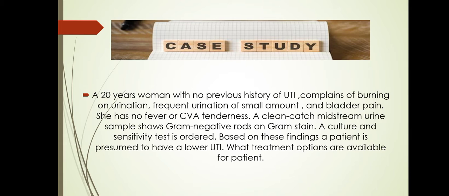Here is the case study regarding amoxicillin plus clavulanic acid. A 20-year-old woman with no previous history of urinary tract infections complains of burning on urination, frequent urination of small amounts, and bladder pain. She had no fever or severe tenderness. A clean-catch midstream urine sample shows gram-negative rods on the gram stain. A culture and sensitivity test is ordered. Based on these findings, the patient is presumed to have a lower urinary tract infection. What treatment options are available for the patient?